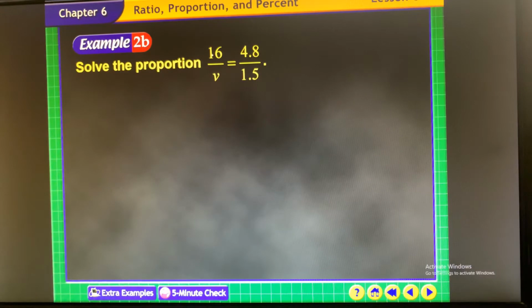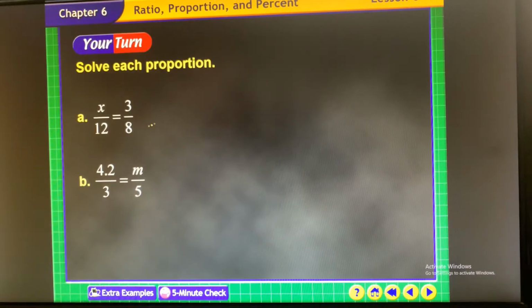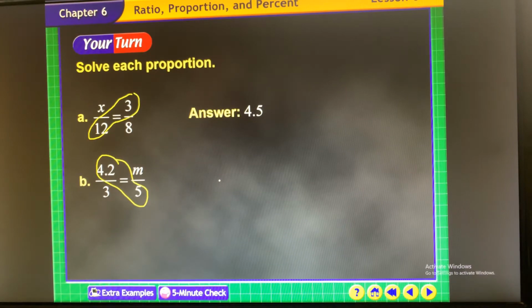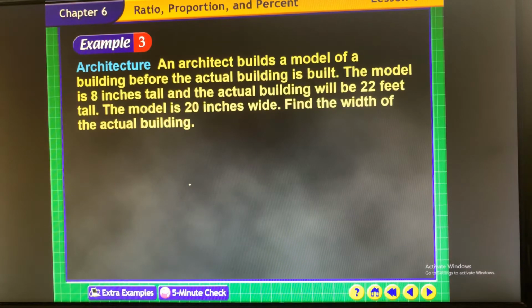Same with this one. Cross multiply, divide, get your V. V is 5. Cross multiply, divide. Again, you're looking at the numbers that are across to multiply each other and then divide by what's left. So that's a proportion, solving a proportion, missing a piece.